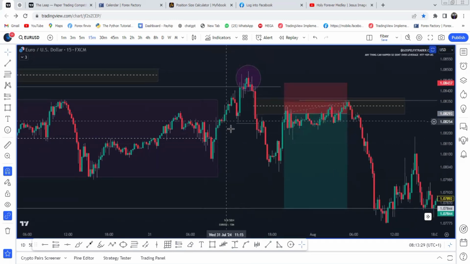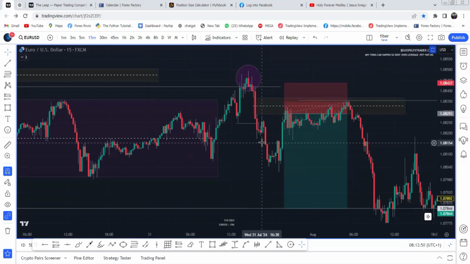All right. So this is very simple. You just need to know where price is being drawn to. Once you know where price is being drawn to, let's say price is drawn to the downside, every sweep above a high is going to be your liquidity grab.